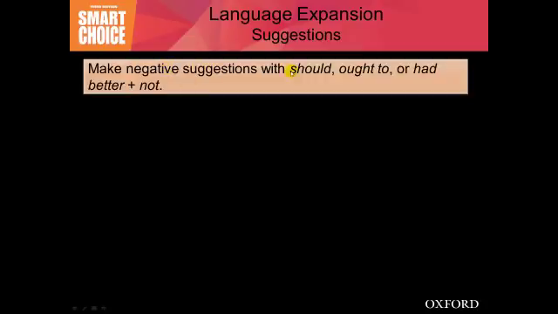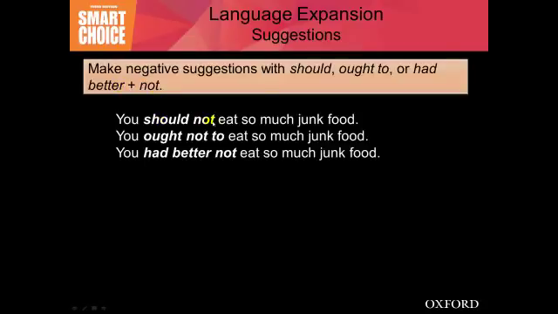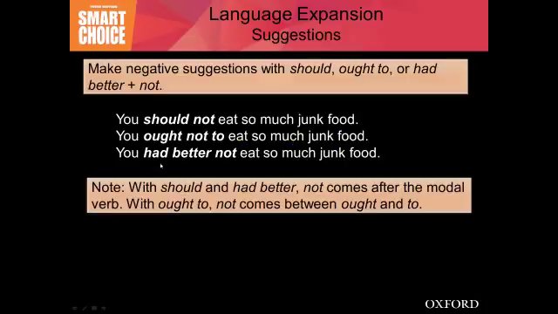Okay, making negative suggestions with should, ought to, or had better plus not. Okay, plus not. Here we're using negative ones. Okay, you should not eat so much junk food, like that guy with the donuts and the pizza and the french fries. You ought not to eat so much junk food, and you had better not eat so much junk food.